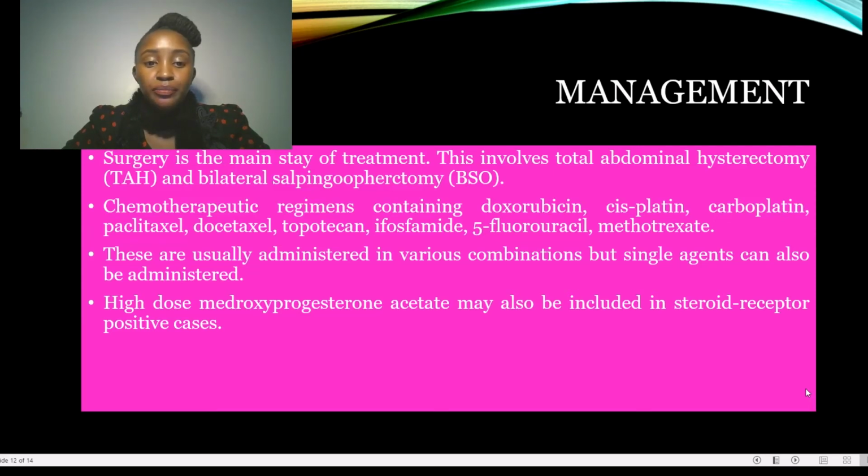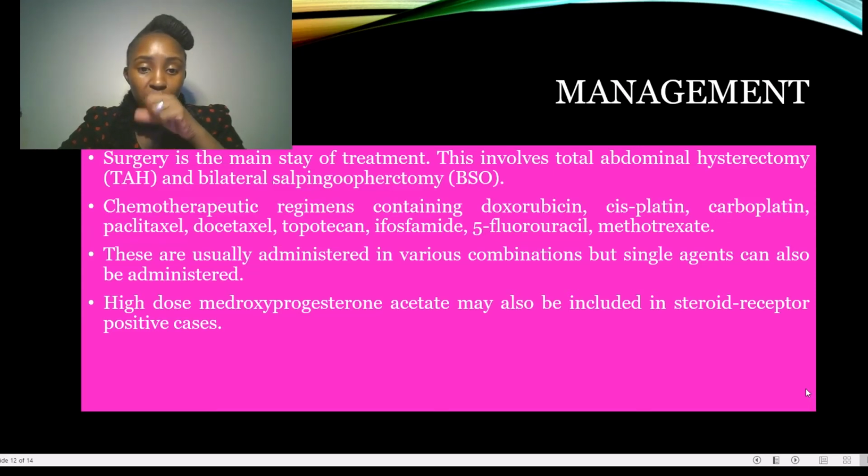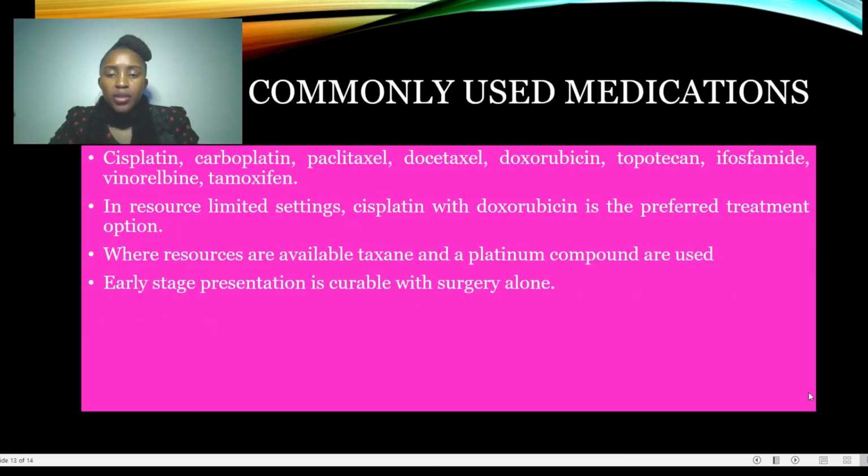High-dose medroxyprogesterone acetate may also be included in steroid receptor positive cases. So commonly used medications for this disease include cisplatin, carboplatin, paclitaxel, docetaxel, doxorubicin, topotecan, ifosfamide, vinorelbine, and tamoxifen.